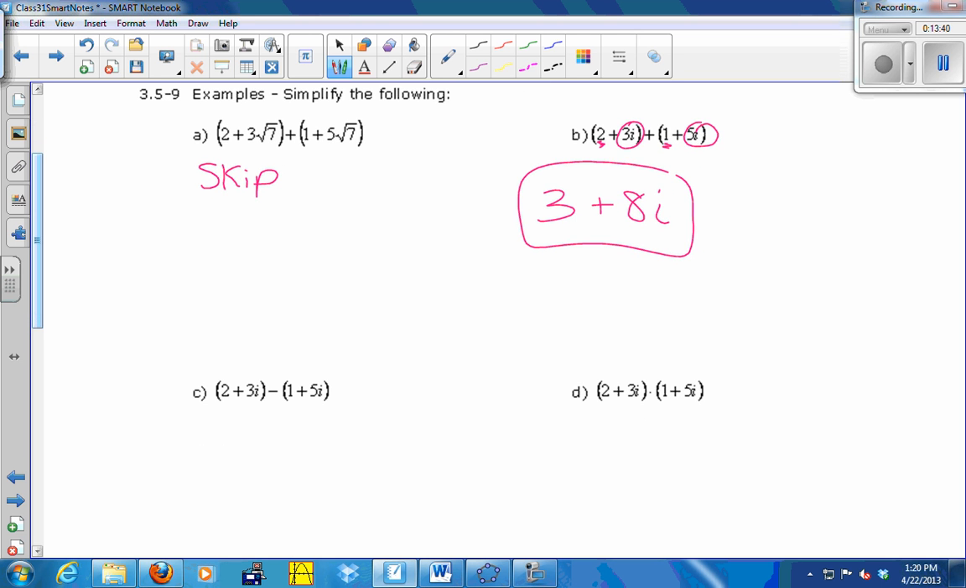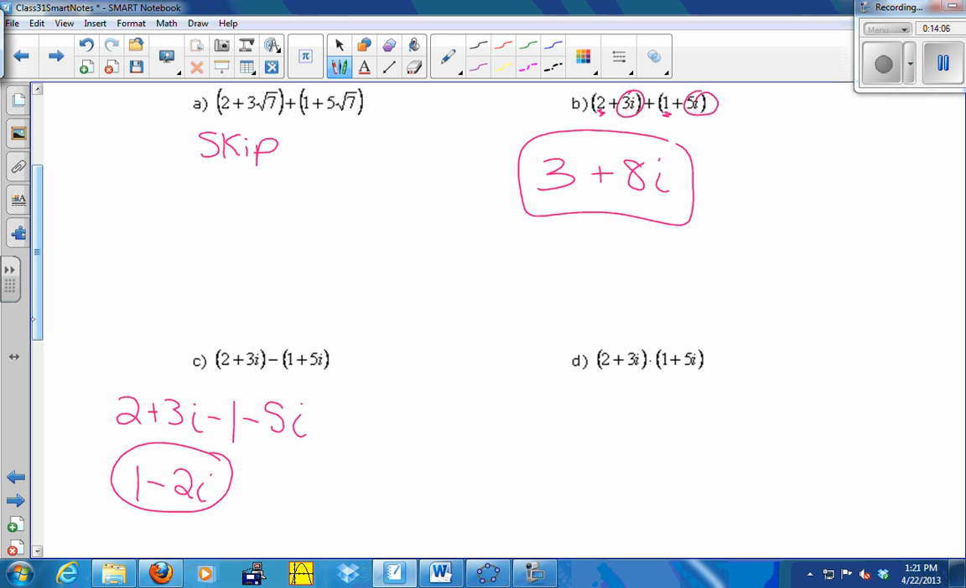Subtraction works much the same way. All you have to do is remember to distribute that negative sign. So this says 2 plus 3i minus 1 minus 5i, and combine like terms. 2 minus 1 is 1, 3i minus 5i is -2i. So addition and subtraction, nothing special here. Just treat the i like a variable.